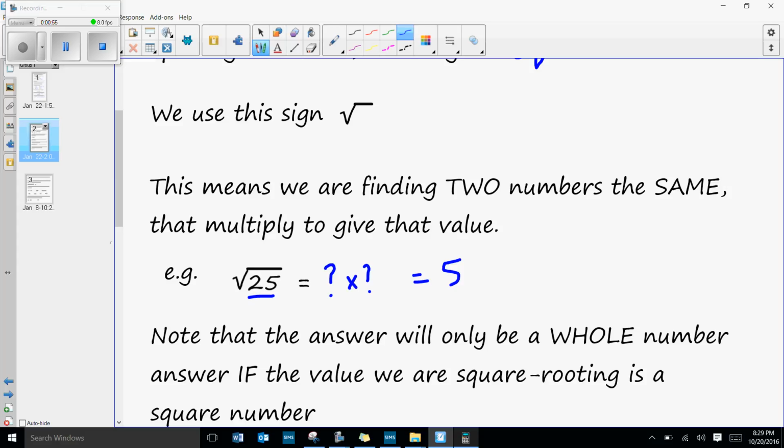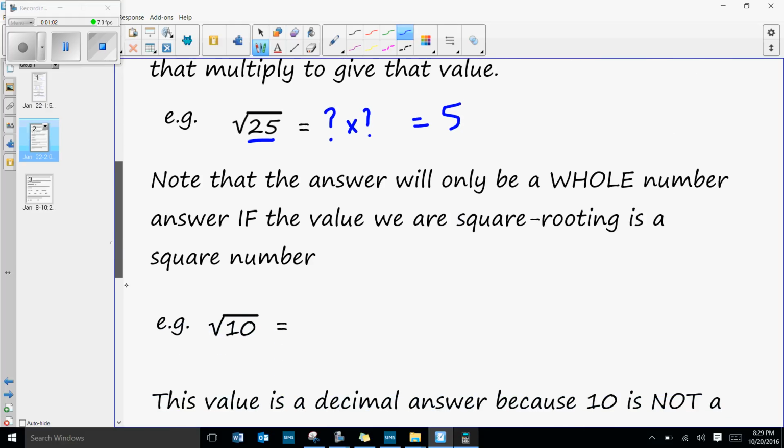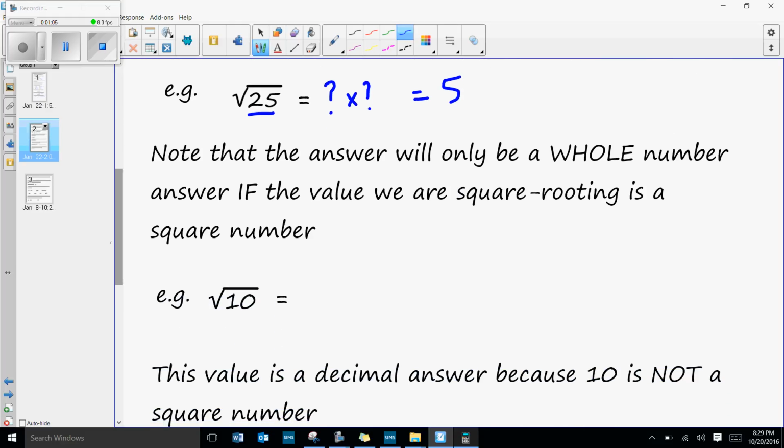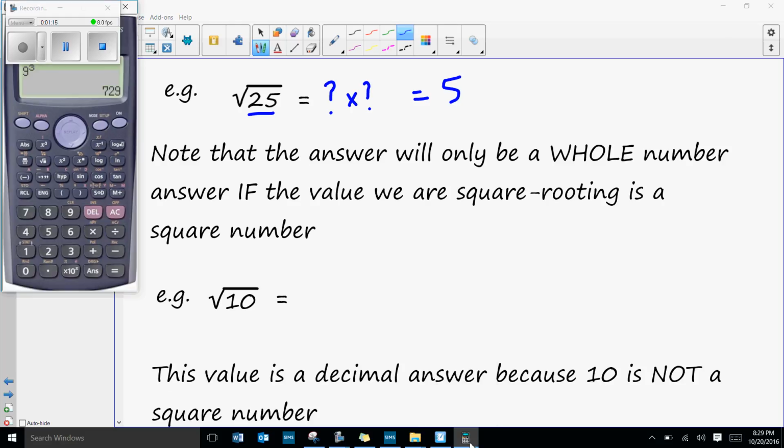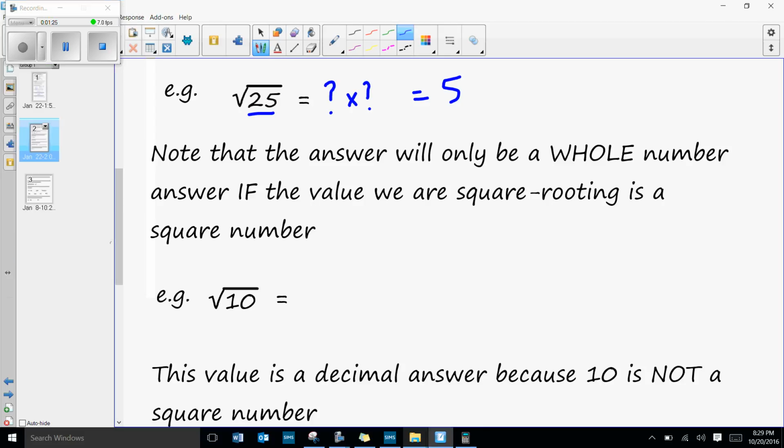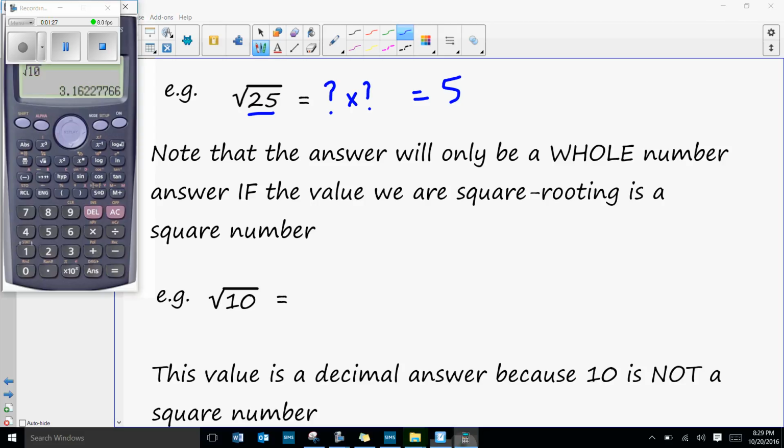Note, the answer will only be a whole number if the number that we're square rooting is a square number. So for example, if we were to take the square root of 10, there is no whole number that gives us that answer. So let's have a look. The square root of 10 is 3.16 to 3 significant figures.